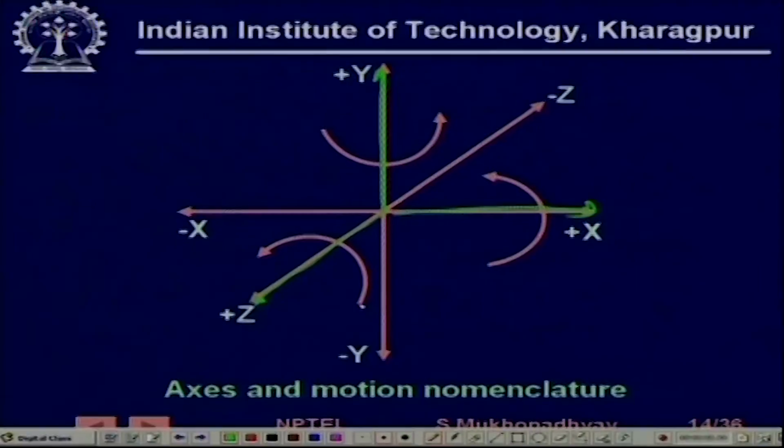You can similarly define rotational directions. If you take again a right handed system, and curl your fingers around this, then this direction is positive, where the thumb will point towards the positive z axis. These are given according to that. So, these will be positive rotations and these will be positive translations.